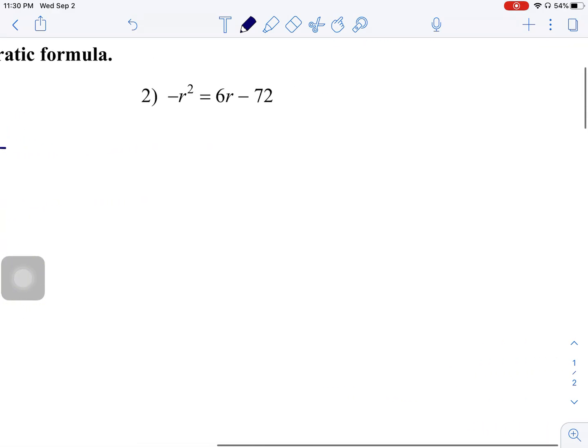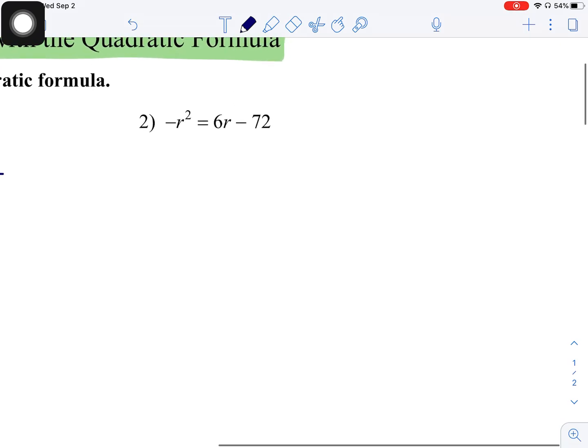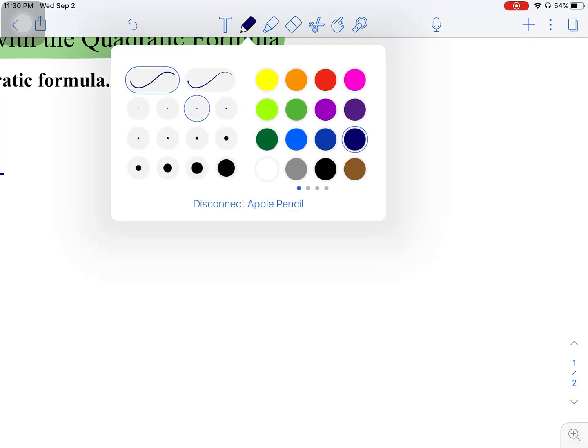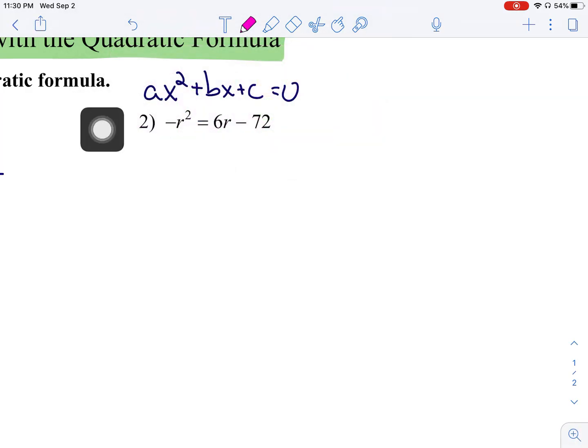And immediately my brain notices this equation is not written in standard form. Okay? So remember, standard form, ax squared plus bx plus c is equal to 0, and no, we're not there. So I want to make this turn into standard form. And you can do one of two things. You can either move this term on the left, the negative r squared, and move it over to the right, or you can take these two terms on the right and move them to the left.